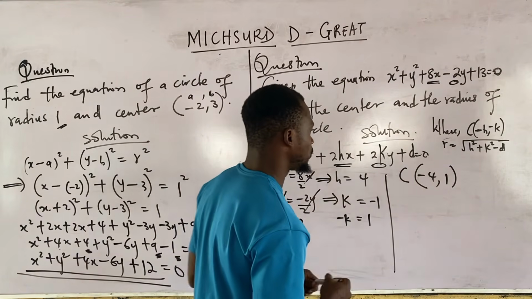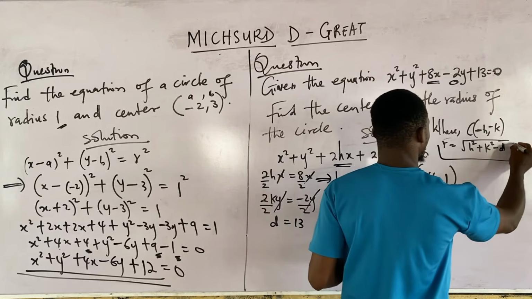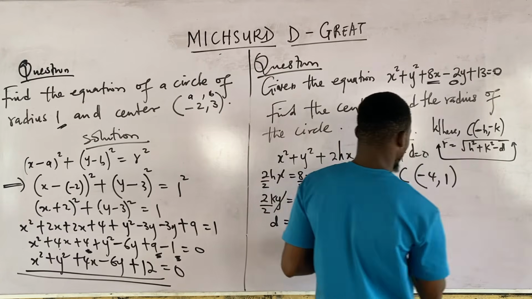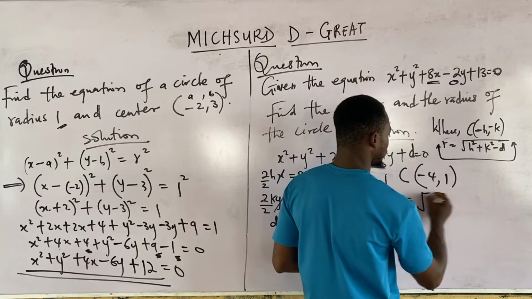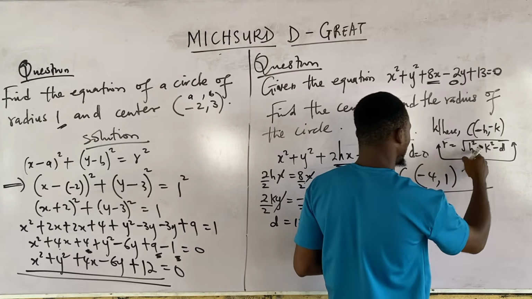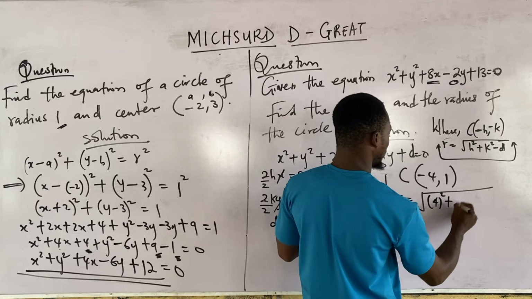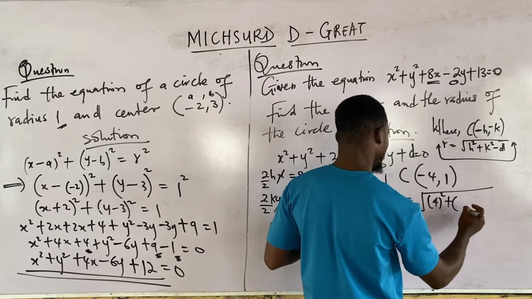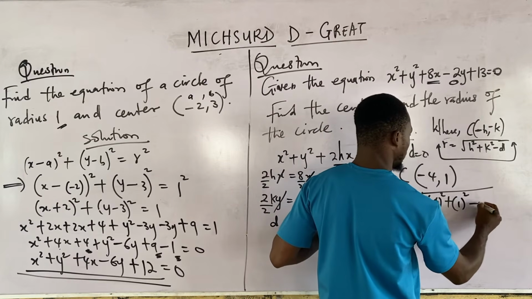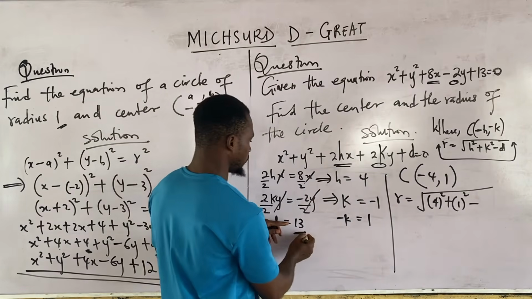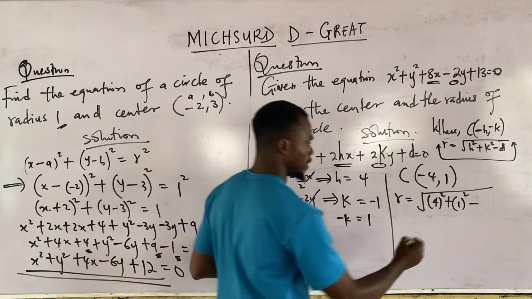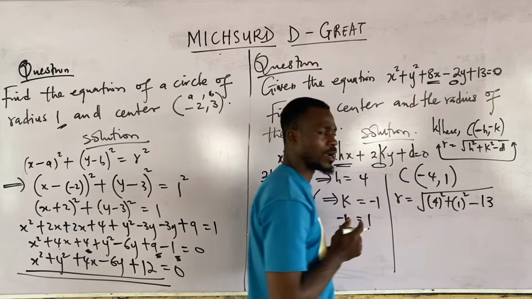Then the radius, we see how we can calculate the radius using this formula. So the radius is going to be the square root. Here we have h squared. So our h is 4, so we have 4 squared plus k squared, which is 1 squared, minus d. And our d is 13. So here is 13. So we have this.